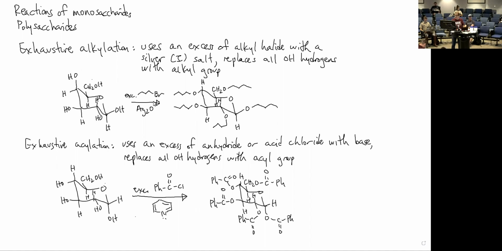But be that as it may, we're going to treat this monosaccharide with an excess of an alkyl halide. Here I'm using 1-bromobutane. You also need a silver 1 salt. This could be either silver 1 oxide or silver 1 nitrate. What happens is you exhaustively replace all of the OH hydrogens with whatever the alkyl group is that's attached to the alkyl halide. And you will also get, in this case, silver 1 bromide precipitate. That forms an exceedingly insoluble precipitate and drives the reaction forward by Le Chatelier's principle, by removing one of the products of the reaction from the solution.